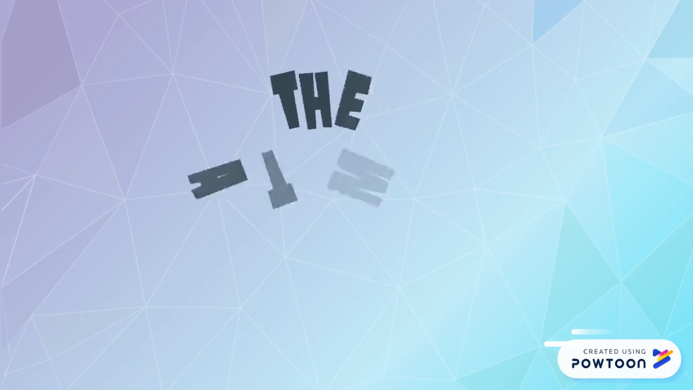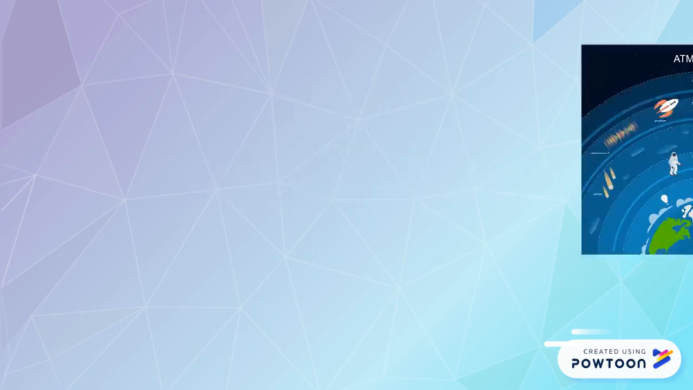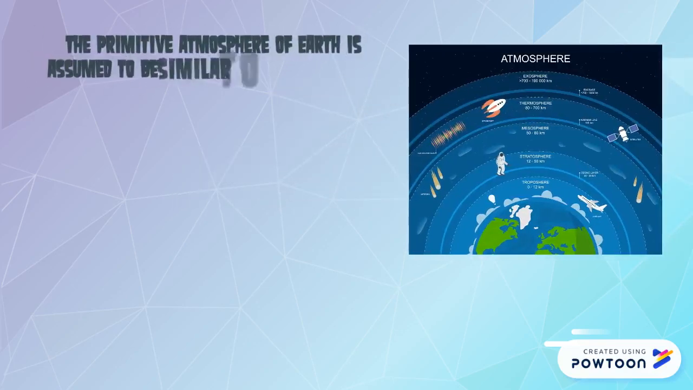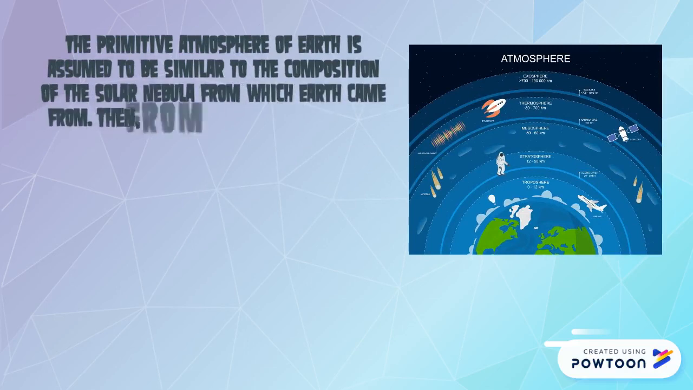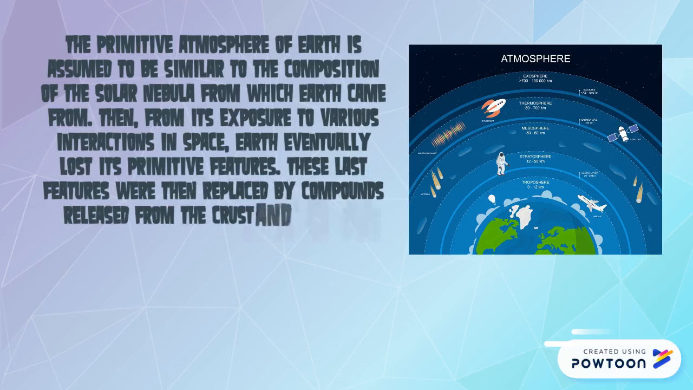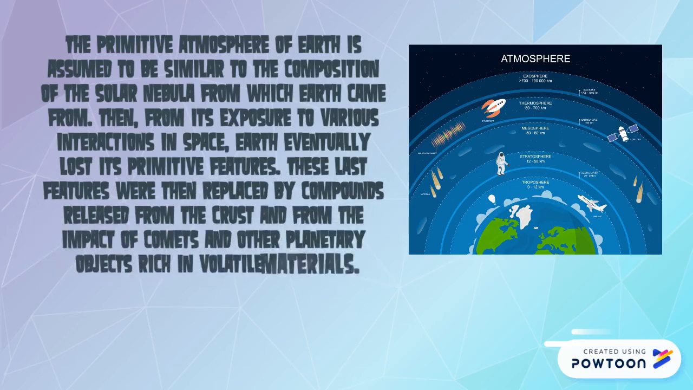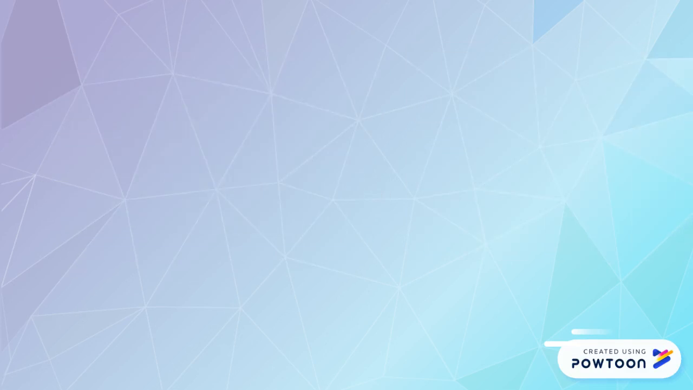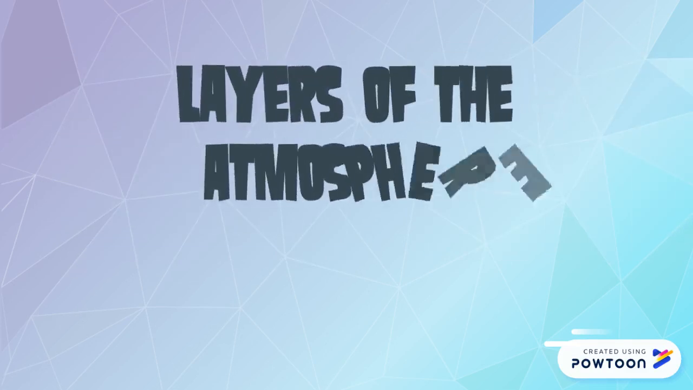The atmosphere. The primitive atmosphere of Earth is assumed to be similar to the composition of the solar nebula from which Earth came from. Then, from its exposure to various interactions in space, Earth eventually lost its primitive features. These lost features were then replaced by compounds released from the crust and from the impact of comets and other planetary objects, forming rich layers of the atmosphere.